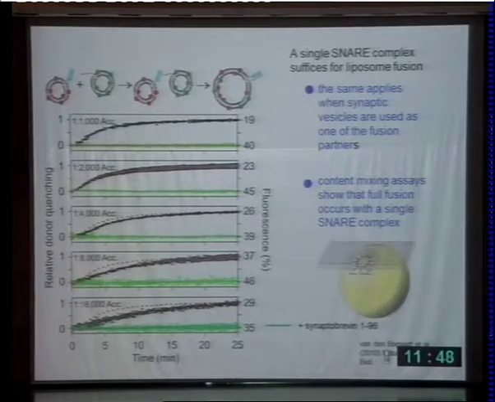This is quite important because it means that any kind of mechanistic model which requires any type of symmetry in the SNARE organization around the fusion pore cannot be correct. That's, I think, one of the most important conclusions, even though I should hasten to add that we know now that when we use larger liposomes, we need more SNAREs to overcome the barrier.